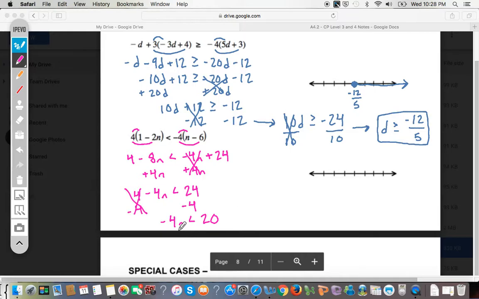To get n by itself, I need to divide by negative 4. Negative 4 is a negative number. It's a negative coefficient. So I know ultimately I'll have to change my sign. So my negative 4's cancel here. So let me go right over here. So I have n. And before I even do the math here, I'm going to switch my sign before I forget. Okay, so I have less than, so I need to change it to greater than. And 20 divided by negative 4 is negative 5.